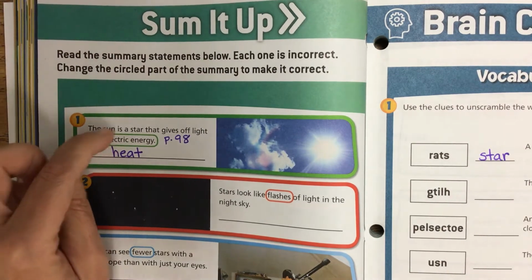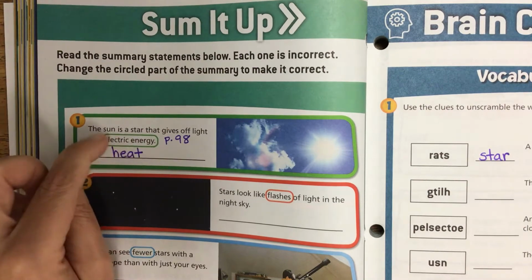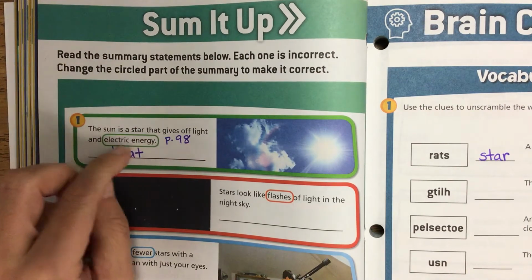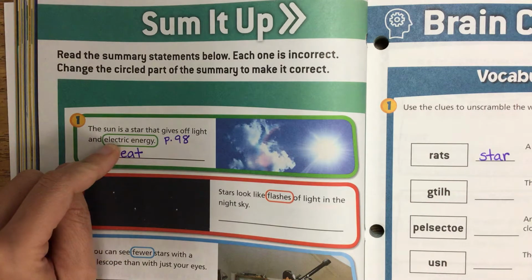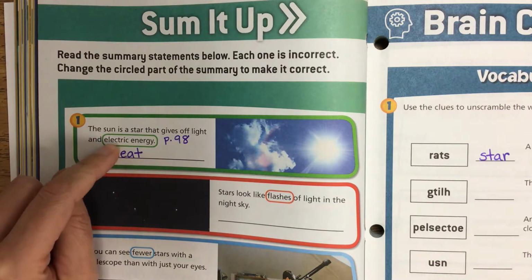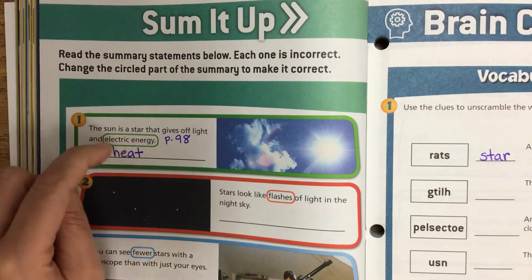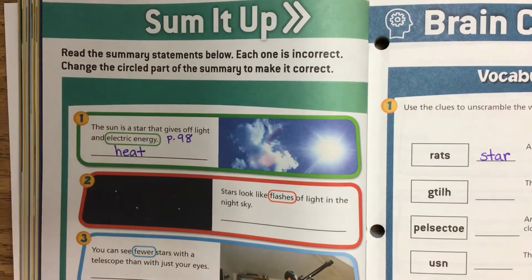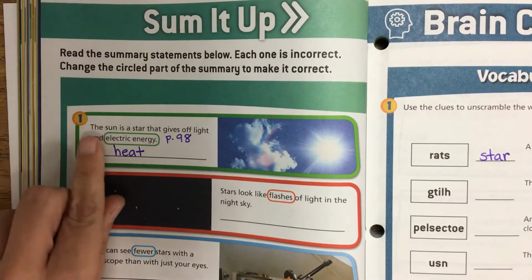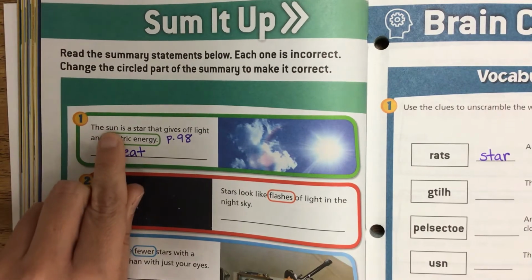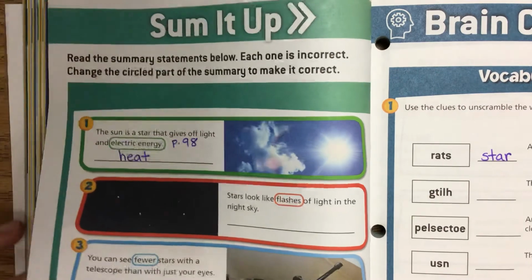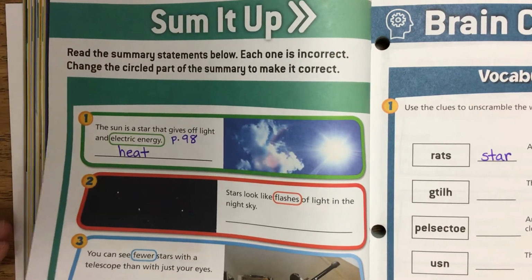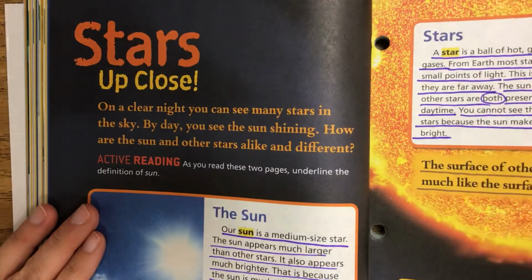Now, if you see this part circled in green, they're giving us a clue. This is the part that is wrong. So we know that good readers go back in the text and look for what the text says, and that's going to help us find our answer. So I'm going to go back to the page where it talks about the sun is a star giving off light. And that is back on page 98. So we're going to go back here.